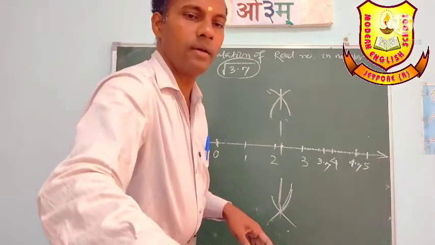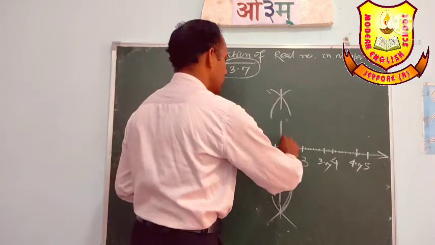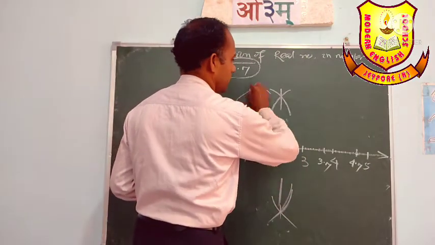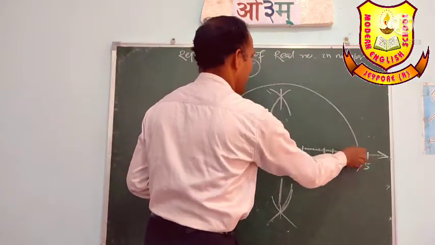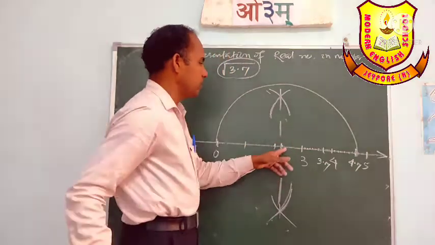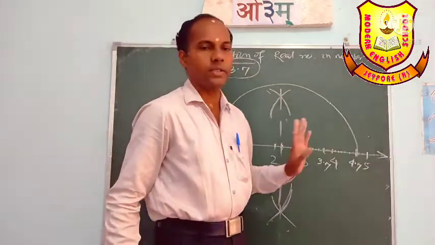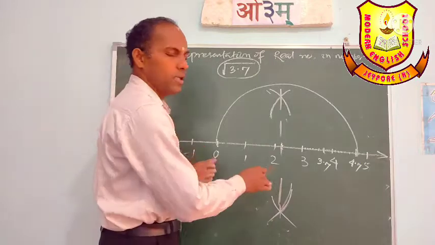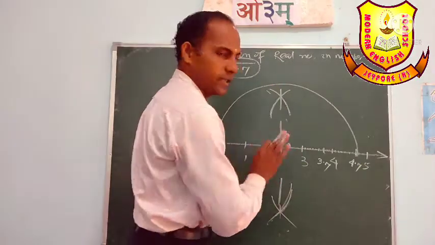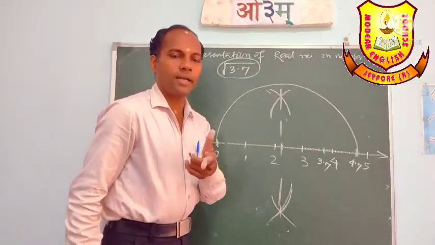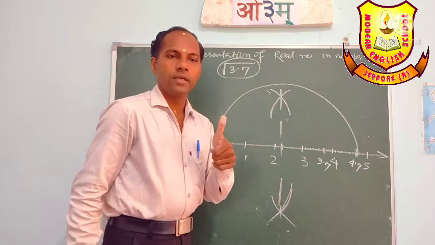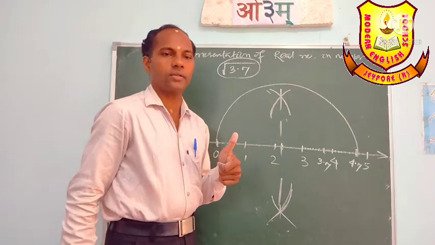Now what you do, you draw the semicircle by taking this point. This one will be the midpoint of 0 to 4.7. By using a compass you will draw this. Am I clear? Yes. Okay, very good, nice, good.